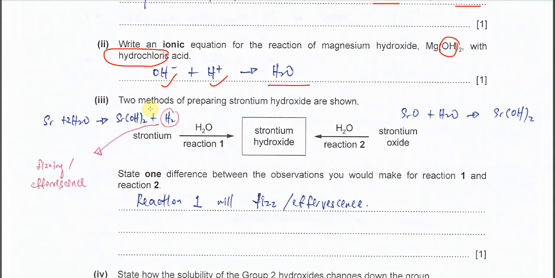Part 3. The two methods of preparing strontium hydroxide. First method, reaction 1, strontium added to water forms strontium hydroxide. This is the equation: strontium with water forms strontium hydroxide, and hydrogen gas is produced, so you see fizzing or effervescence. When we put strontium oxide in water, it forms hydroxide from just this compound, no gas. That's why in reaction 1 you see gas formation, effervescence. In reaction 2, you just see the solid dissolves.